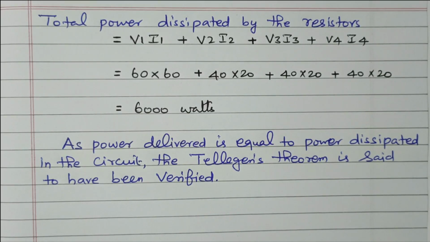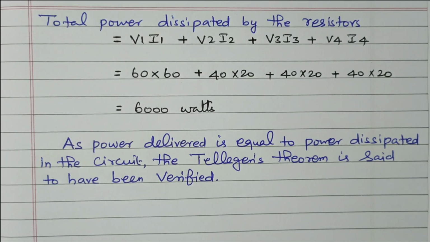So in this problem, we verified Tellegen's theorem. First we calculated the voltage across each and every element, the current through each and every element, then the power delivered by the source, then the power absorbed by each and every element. If both are equal, we observe that both are equal. So Tellegen's theorem is verified.